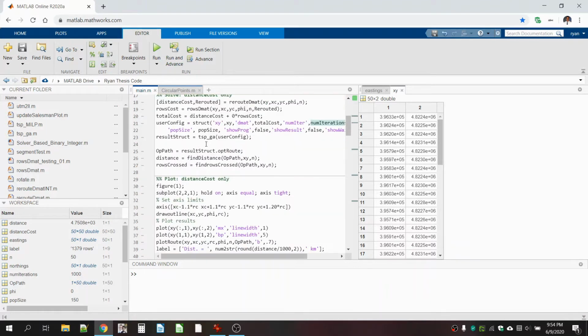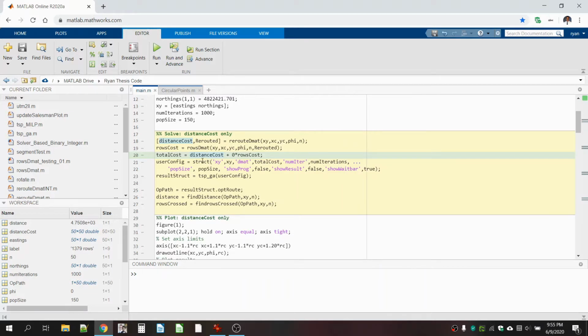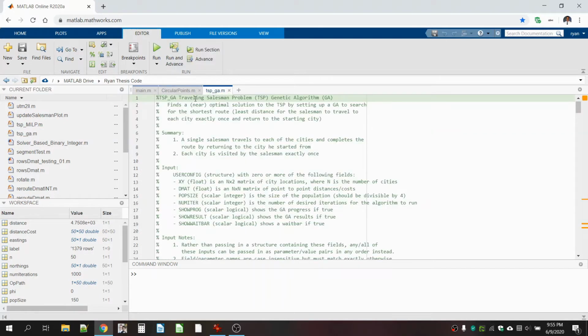Okay, so this is the first actual section that's actually solving something. In this section, I am getting into the nitty-gritty. First, I'm calling this function that I created myself called Reroute DMAT. So let's start by going to this function actually.